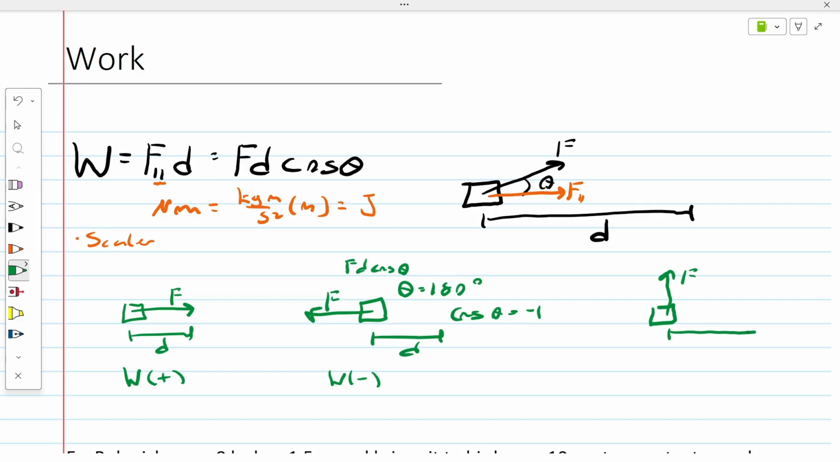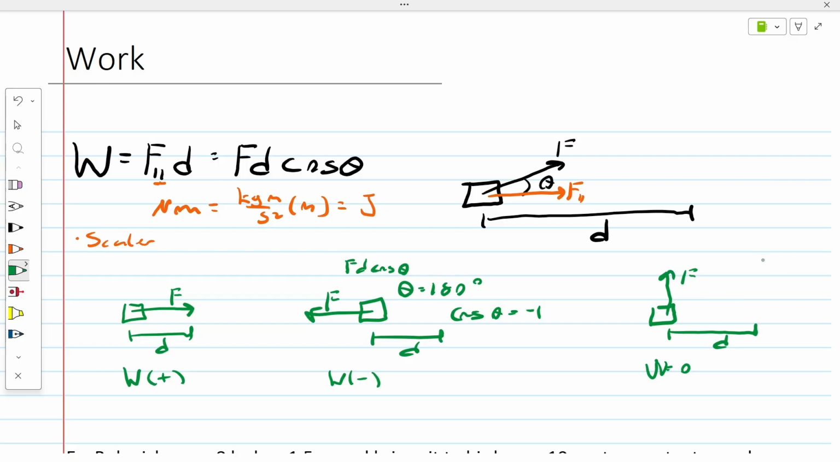And now let's say we have a box that's being pulled with a force upwards and it travels this distance. Well, in this case, the work due to this force is going to be equal to 0, because the force is not applying any force in the direction of motion. So in this case, the work will be 0.